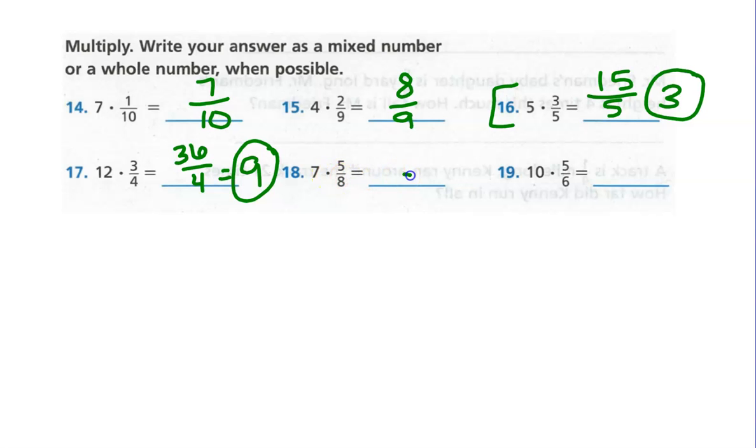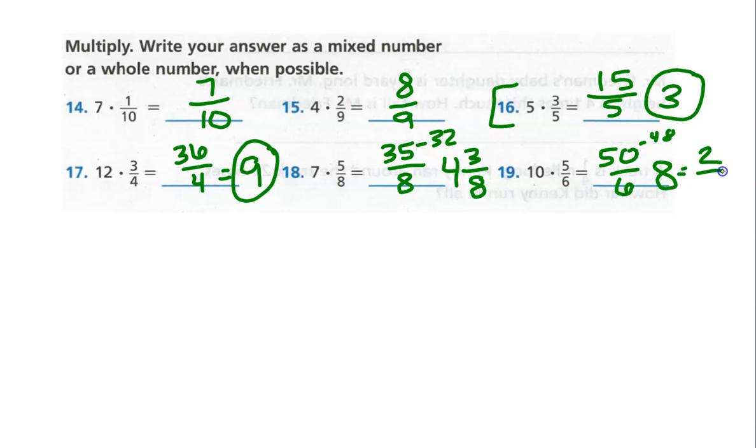Then I've got eighths as my denominator here, and 7 times 5 is 35. I would love for you to change that to a mixed number if you hadn't yet. 8 goes into 35 4 times. I'll get rid of that 32, which will then also leave me 3/8. And then on the last one, sixths is your denominator. 10 times 5 is 50. And 6 goes into 50 8 times, because 6 times 8 is 48. I'll get rid of that 48, which will then leave me 2/6.